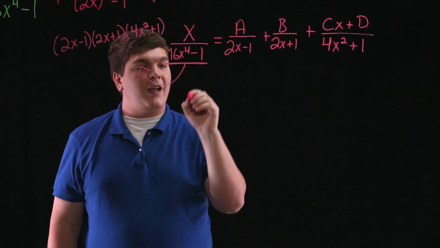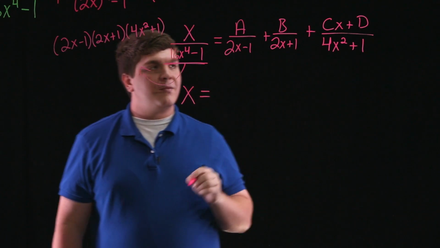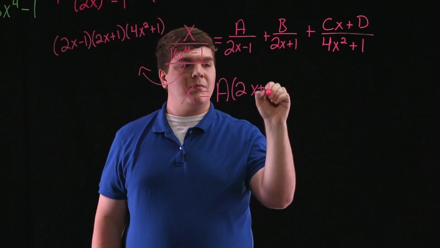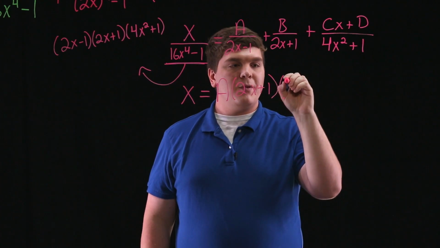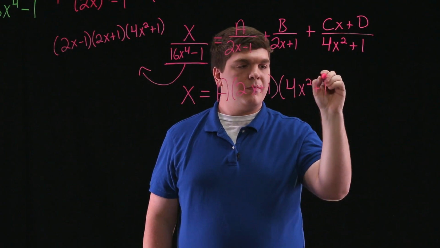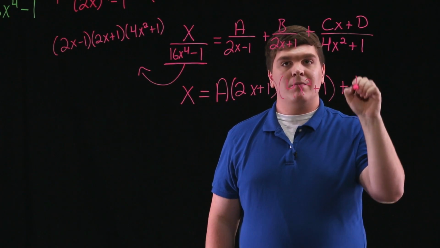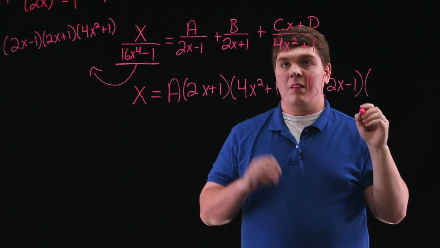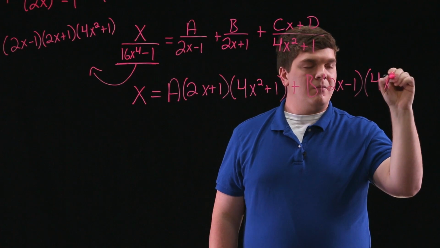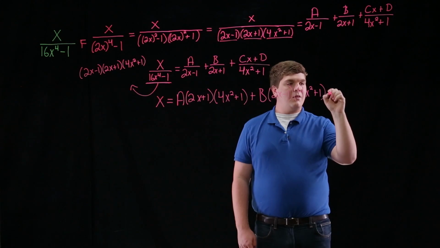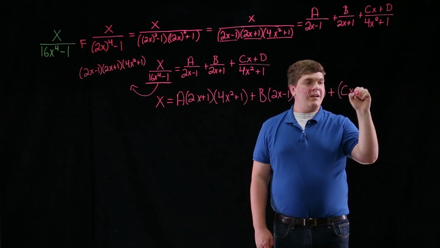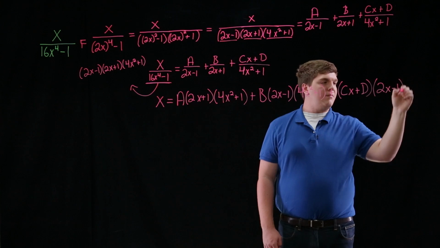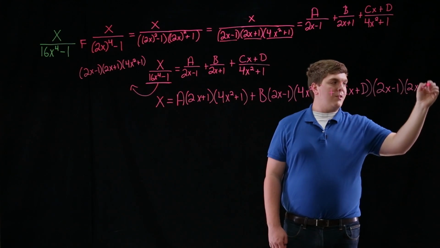And what this leaves us with is x is equal to a times 2x plus 1 times 4x squared plus 1, plus b times 2x minus 1 times 4x squared plus 1, plus cx plus d, all times 2x minus 1 times 2x plus 1.